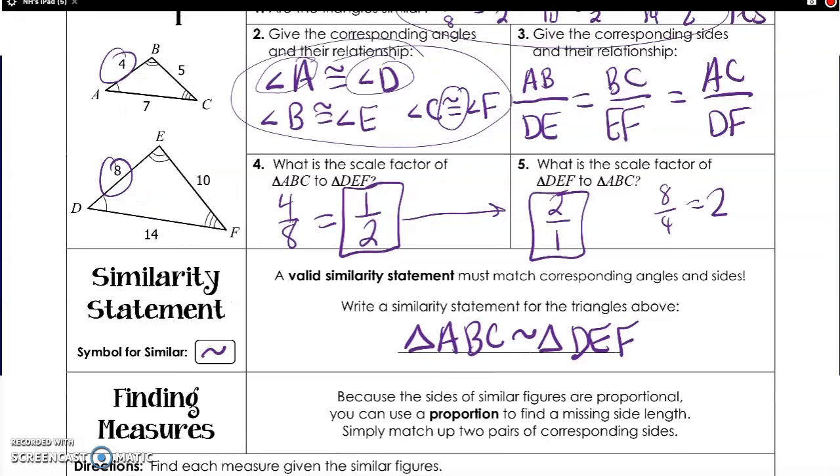We're going to stop there, and then in the next video we'll go through how you actually find the missing side length.